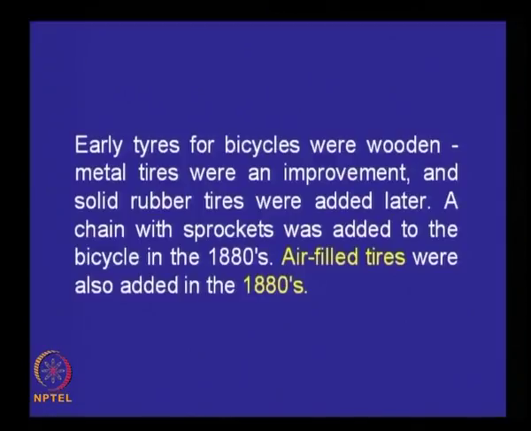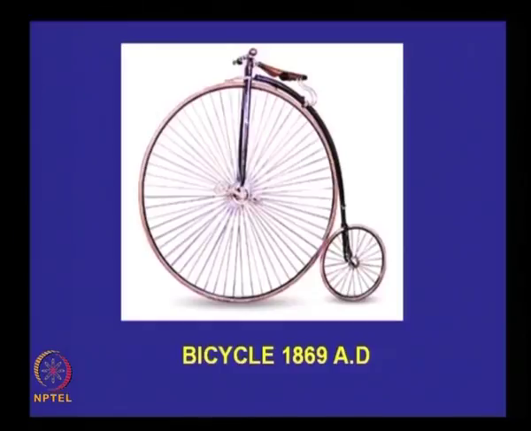The bicycle invented at the early stage looked like this. In 1869, a huge front wheel with a very small rear wheel, seat almost resting on the mudguard of the front wheel, and handlebar very close to the seat, almost right above the front wheel axle. Could you imagine how a person can ride this kind of bicycle?